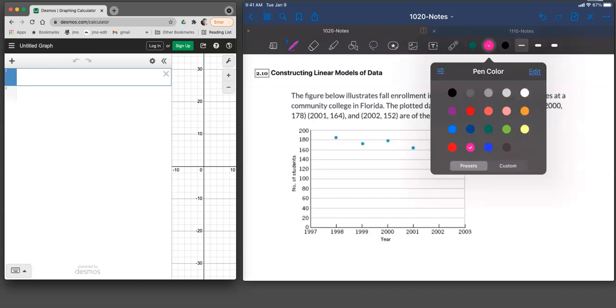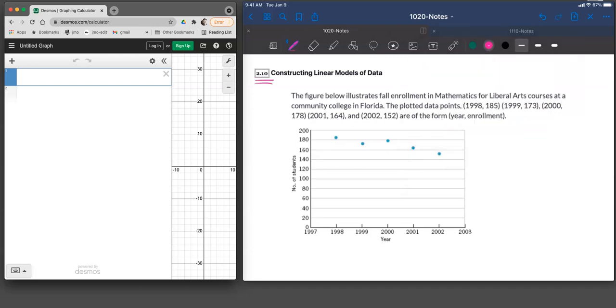In this video, we look at section 2.10, which is basically a section that I'm going to call linear regression. And the essence of linear regression is based on the idea that we can see down here we have some data points. And there's two other data points given there. The first two data points, we have a fall enrollment in a course in a college.